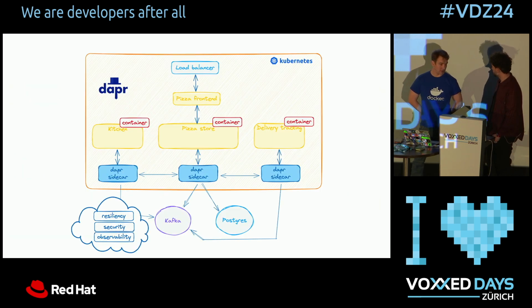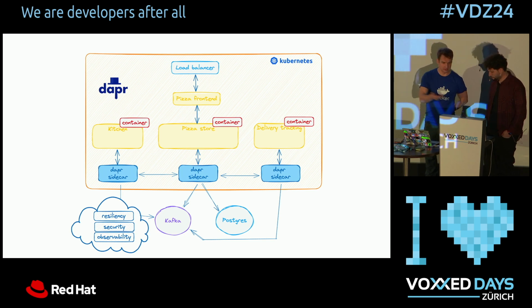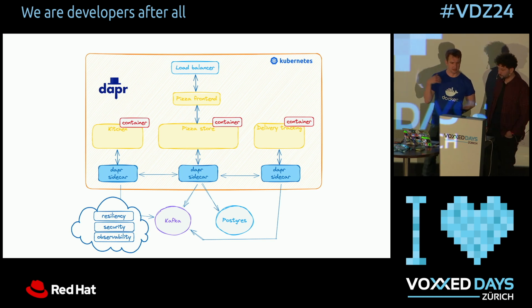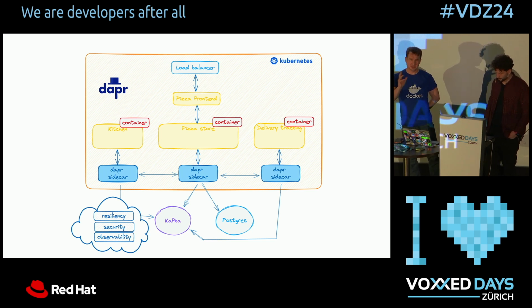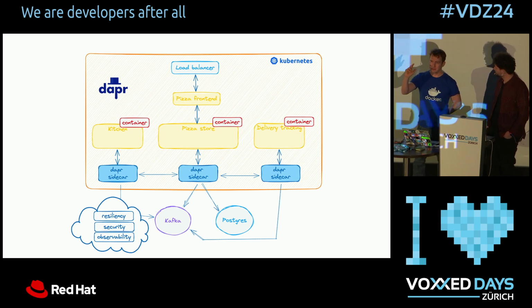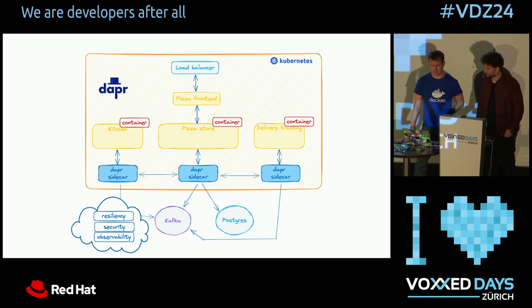So, as you mentioned, you get resiliency, security, observability, all the functionalities that you as a developer don't want to think about because they're not actually business value, right? You get them out of the box.